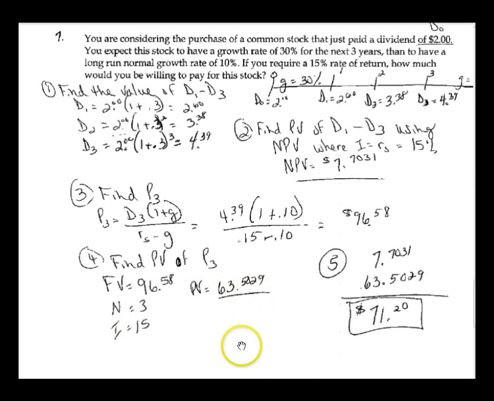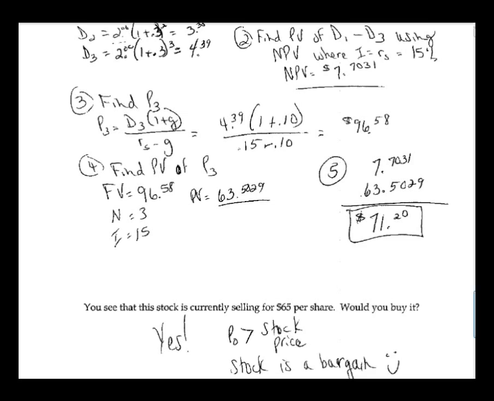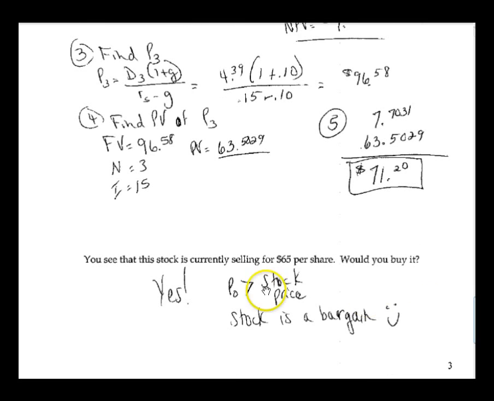Add your two present values together, the 7.7031 and the 63.5029, and you should get the intrinsic value of $71.20. The question you have below that is, you see that this stock is currently selling for $65 per share.